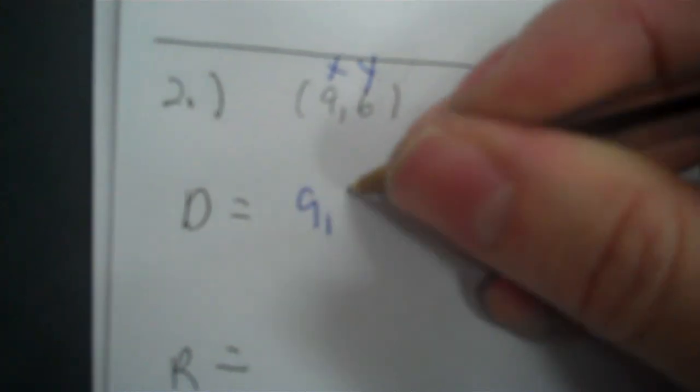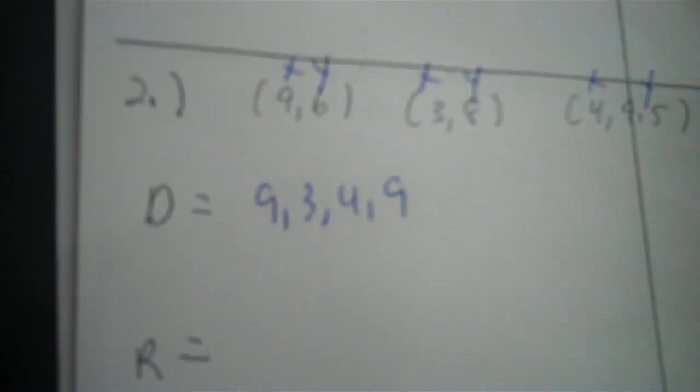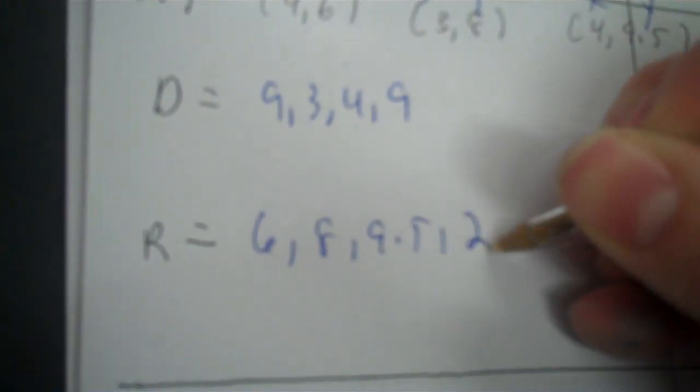Okay, on the next one, we have 9, 3, 4, 9, 6. We know this is not a function because two of the inputs match. The x's can't match, two of the domains can't match. Two of the ranges can, but not the x's. So 9 and 9 repeated, that's not a function. But then the range, I want 6, 8, 9.52. Okay, easy enough.